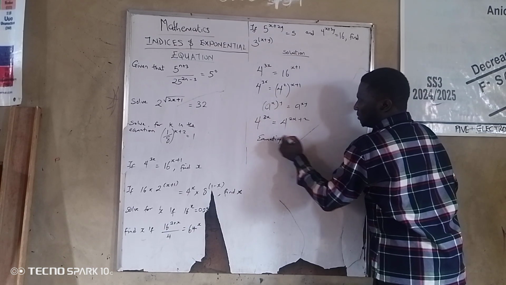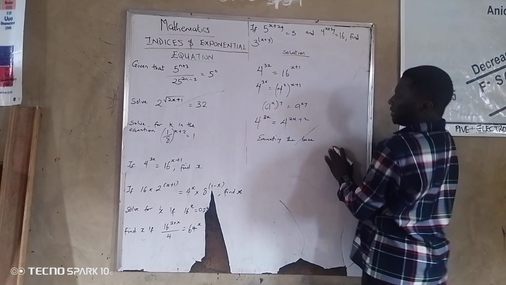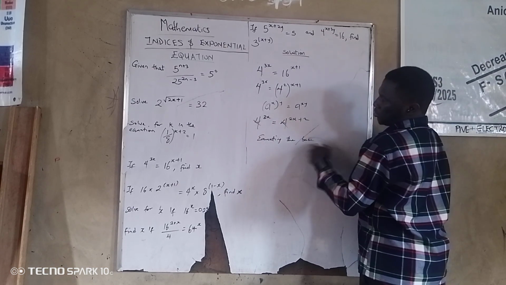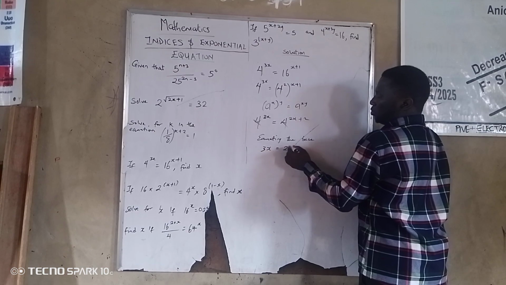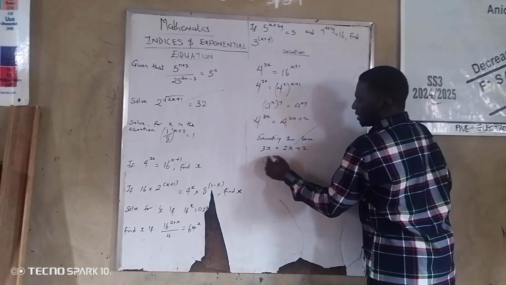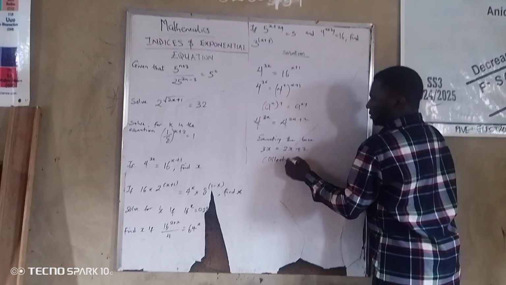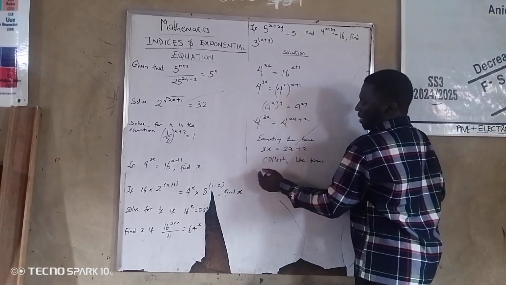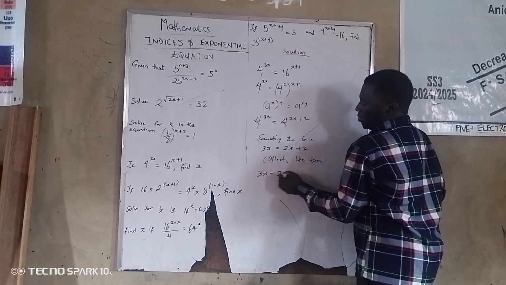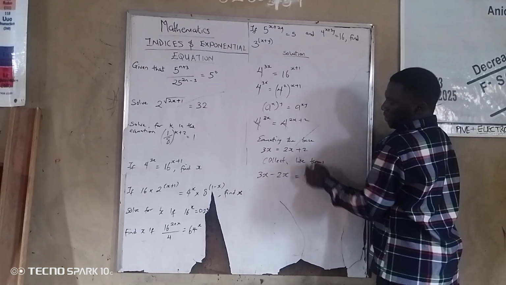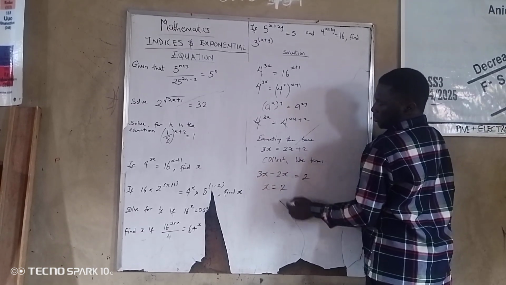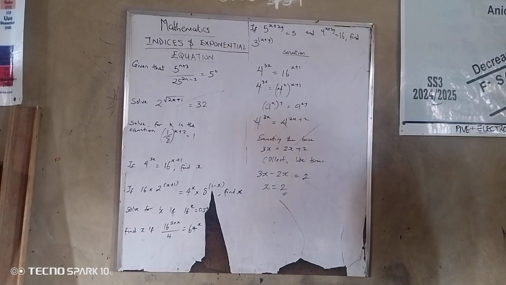So on equating the base again, the 4 cancels 4 by this instruction. So we have 3x equals 2x plus 2. So you collect like terms now. When you collect like terms, the x will come together. You have 3x, 2x will come here. It becomes 3x minus 2x equals, you have 2 left, 2. So 3x minus 2x will be just x. x will be 2. So x is 2 here. So that's the value. The answer is 2. x is 2 for that question.